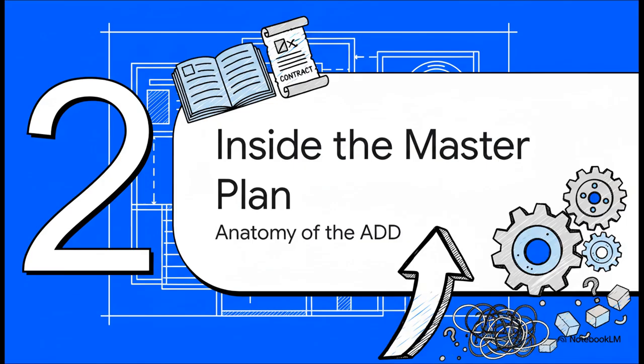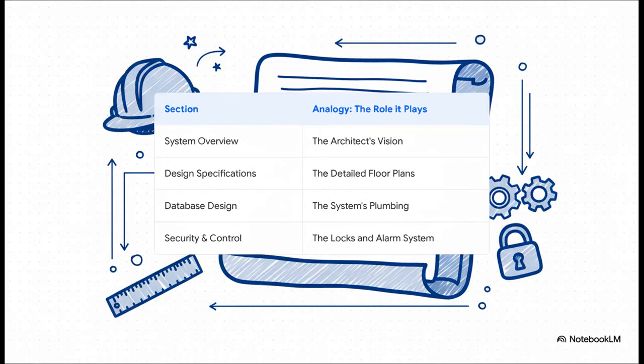Okay, so what's actually in this master plan? What's the secret sauce that makes it so powerful? Come on, let's pop the hood and take a look inside. Now, what's so cool here is how the ADD is structured, using an analogy that we can all totally get. Building a house. The system overview? That's the architect's grand vision. The database design is all the critical plumbing behind the walls. And security? Well, that's your locks and alarm system. But the real heart of the entire thing? Oh yeah, that's the design specifications.